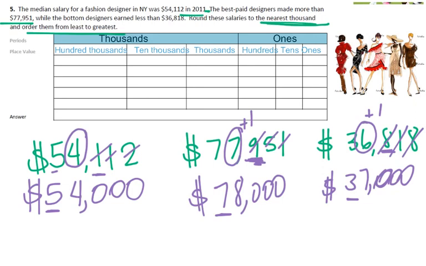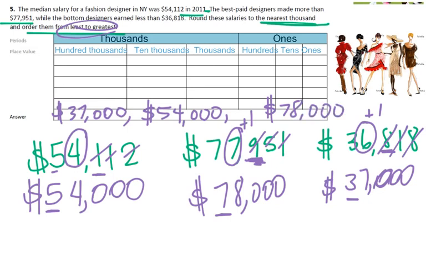So if I'm ordering from least to greatest, I want my smallest number first, and it's going to be 37,000, followed by the 5 in the 10,000s place, the $54,000. And then that will be followed by the $78,000. I hope that made sense. I'm going to erase my +1 up here so that you all don't get confused. So those were the 3. Go ahead and transfer your answer to your paper.